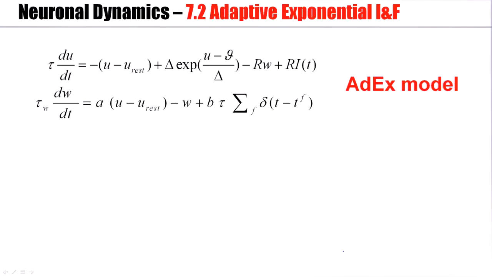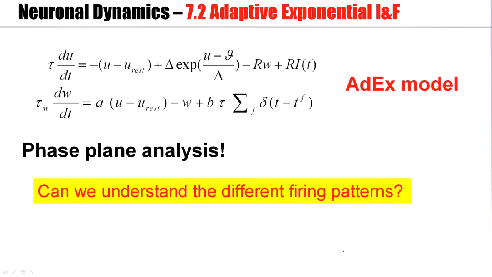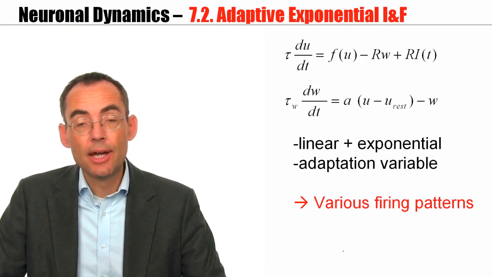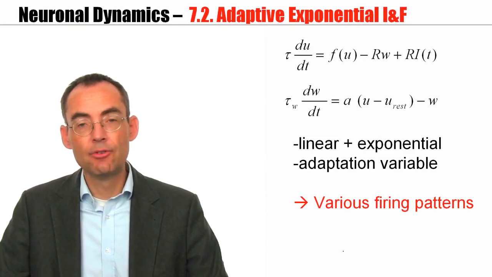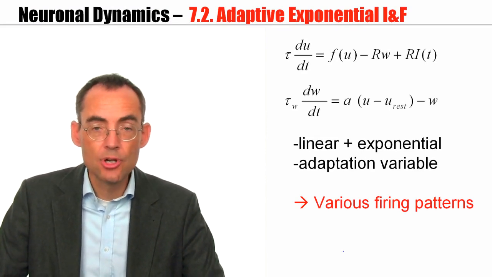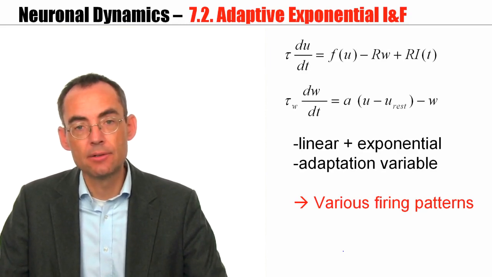So the question arises, can we understand these different firing patterns? How can all these different firing patterns arise from a model that looks fairly simple? Well, yes, we can understand it by using phase plane analysis. So, I tried to convince you that real neurons show a variety of different firing patterns. And there are simple models with just two equations that can account for this variety of firing patterns.